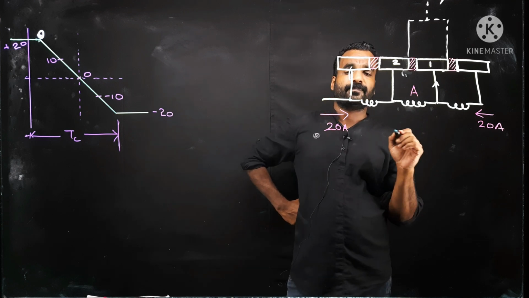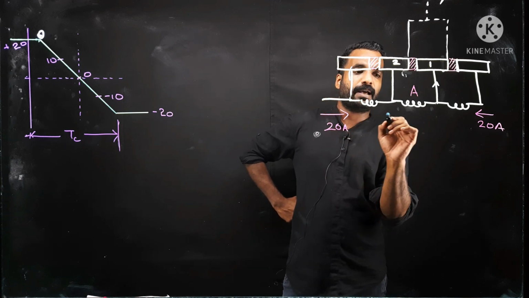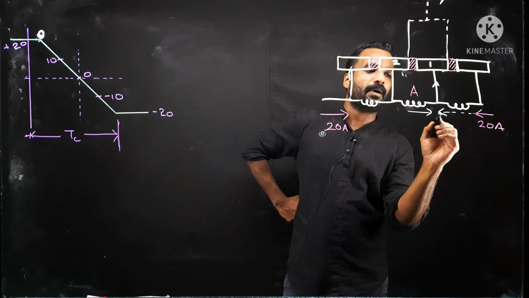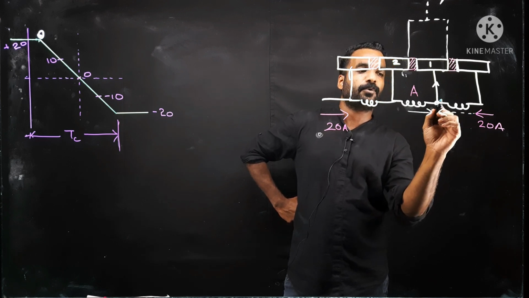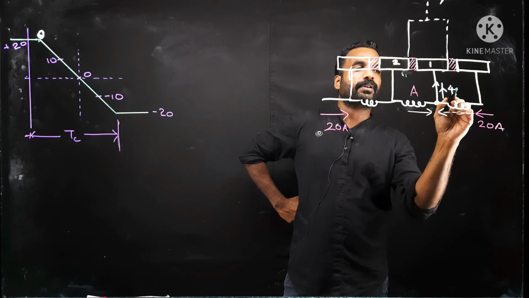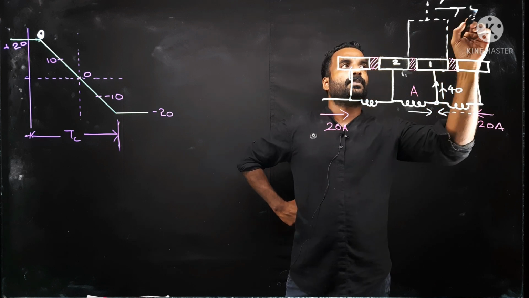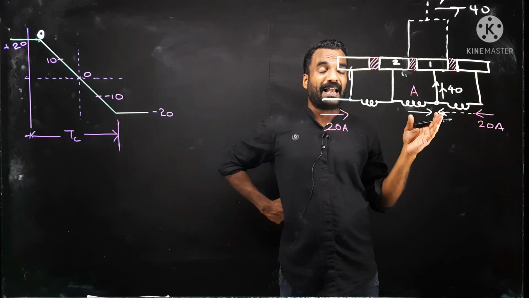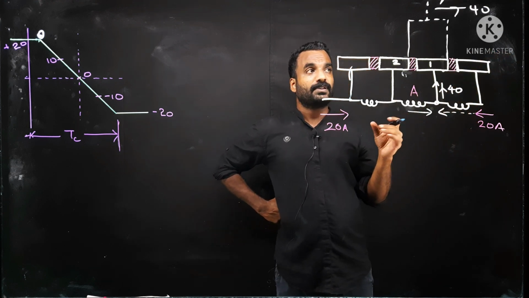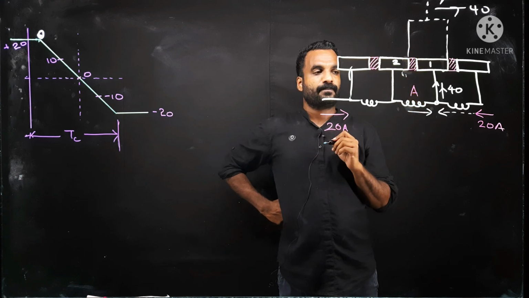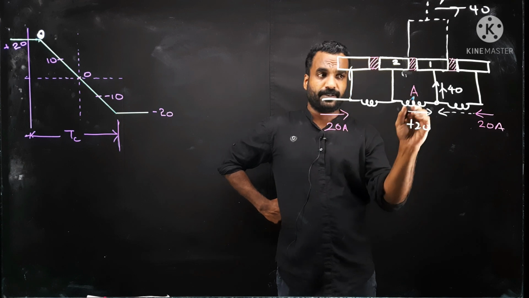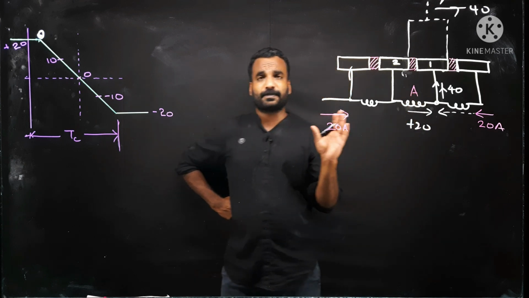So all the current has to follow this direction. 20 ampere will come up to this point and the other 20 ampere will come up to this point, and they will meet at this point, and a total of 40 ampere will pass through the brush to the output circuit, the external circuit. So this is the brush, and the current in coil A is plus 20. This is the positive direction. These things were already explained in the previous class.